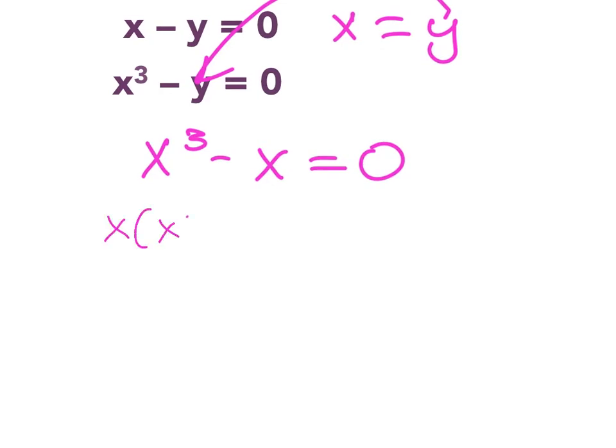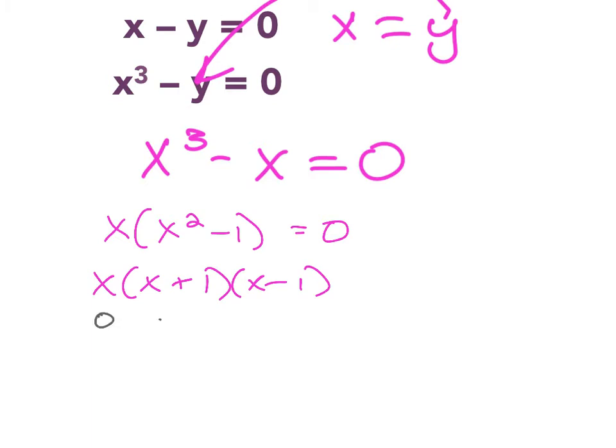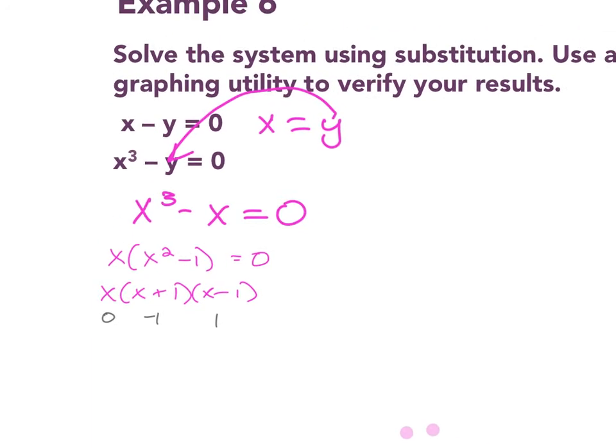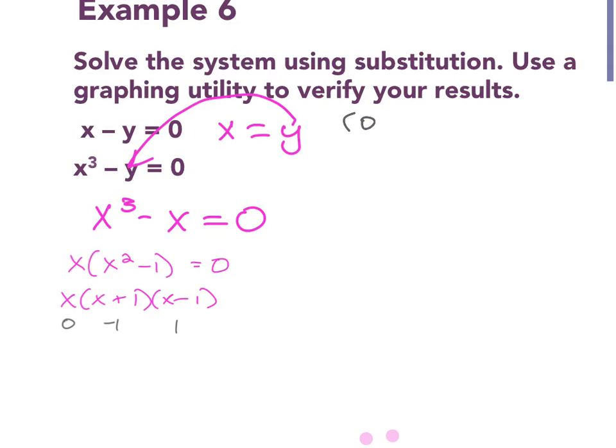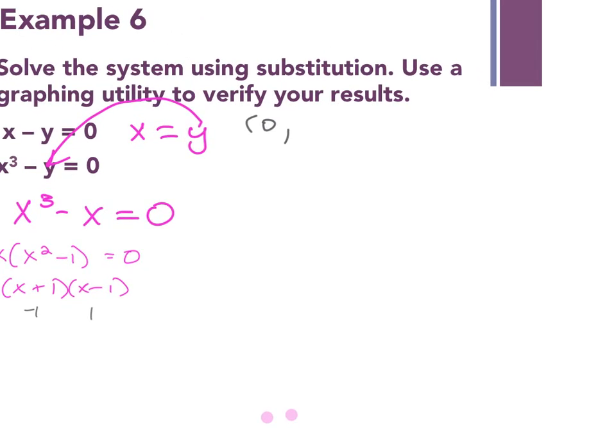Take out an x. Now what? Difference of squares, so that's x plus 1, x minus 1. And now if any of those are 0, then it makes the whole thing 0, which means this is 0, -1, and 1. So I'm going to have 3 answers. One is when x is 0, one is when x is -1, and one is when x is 1.